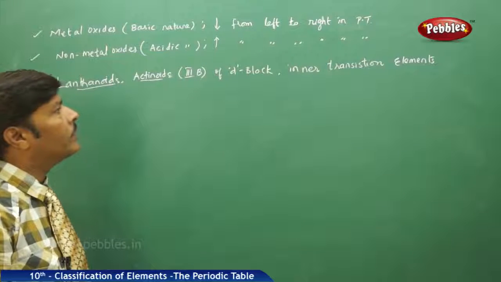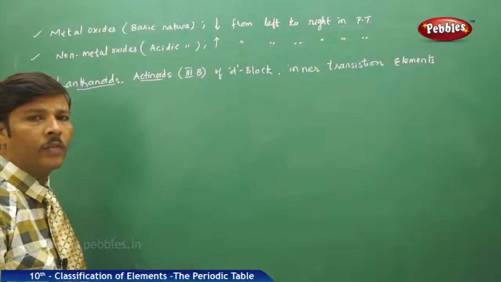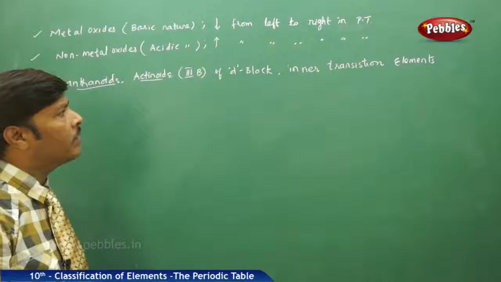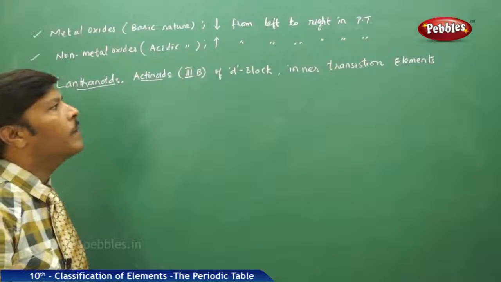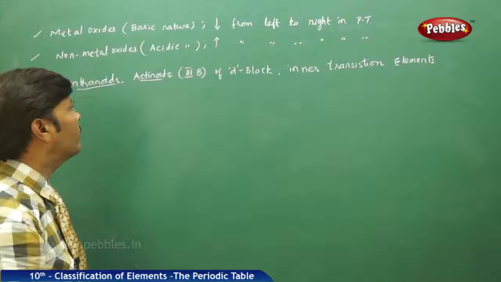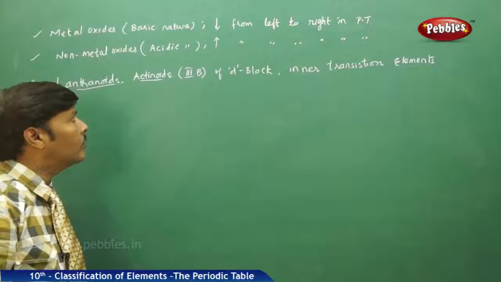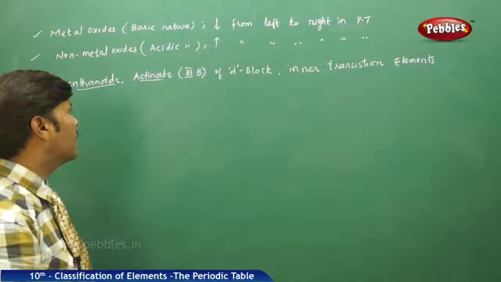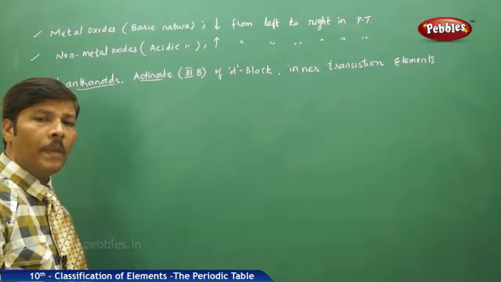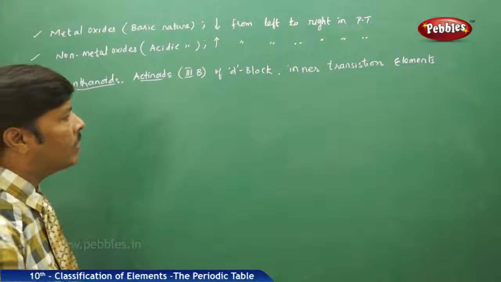So that's why they are called inner transition elements, because they are discovered after a gap of nearly 10 years in the periodic table. The word inner transition elements actually means that the differentiating electron, the last electron of the lanthanides and actinoids, enters into the inner penultimate shell of the f orbital, and that is the reason why we call them inner transition elements.